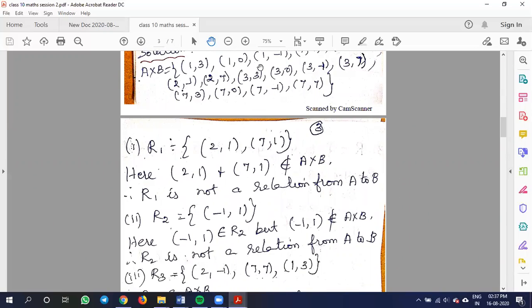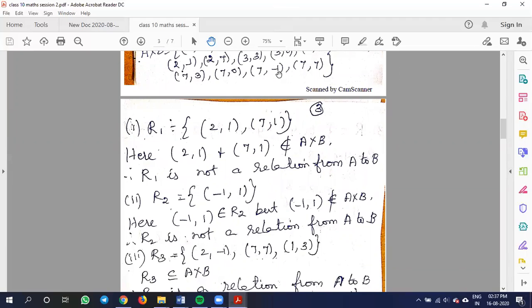-1, 1 is different from 1, -1, and 1, 1 is different too. Only 1, -1 is there. But we need 1, -1, 1, and it is not there. Therefore, R1 is not a relation from A to B.